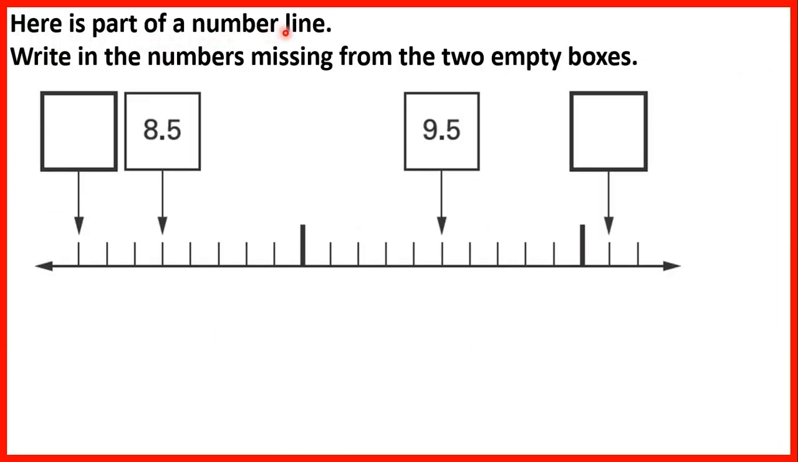Here is part of a number line. Write in the numbers missing from the 2 empty boxes. So we can see that we have a decimal number line. And if this point here is 8.5 and this is 3 less, we need to remember that these little lines will be tenths and the thick lines will be ones. So what is 3/10 less than 8.5? Well, in 8.5 we have 5/10, so 3/10 less will be 8.2.